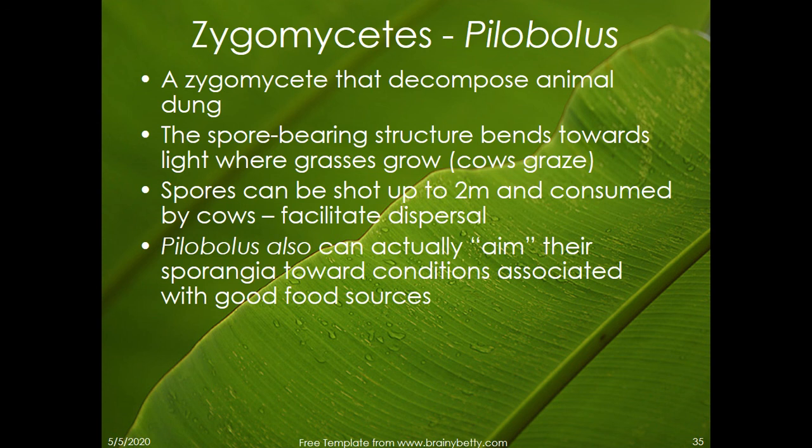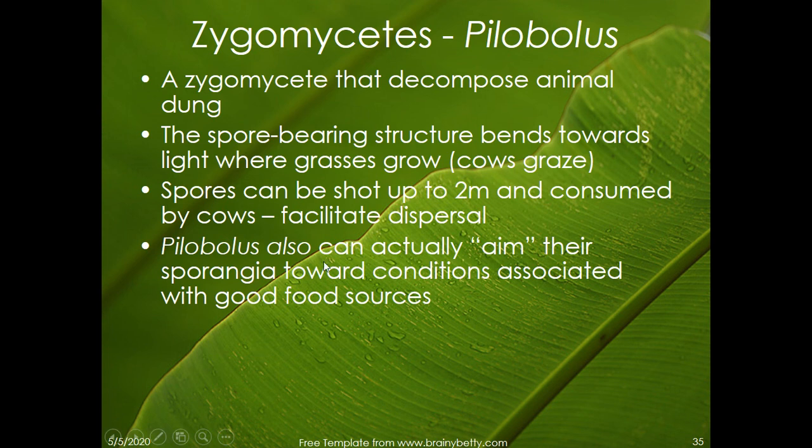Okay, an example of Zygomycota is Pilobolus, in which Pilobolus decomposes animal dung, or animal poo, and then the spore structure of the Pilobolus will bend toward the light, and then they can shoot up to 2 meters and be consumed later by the cows. Okay, after they shoot, the grass will be consumed by the cows, and this will cause a dispersal of the spore through the cow.